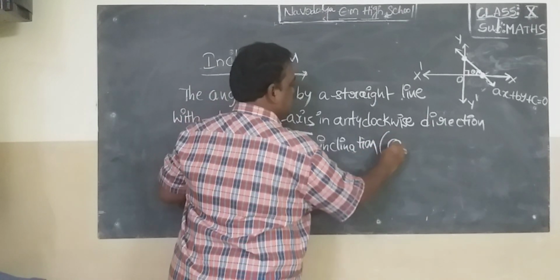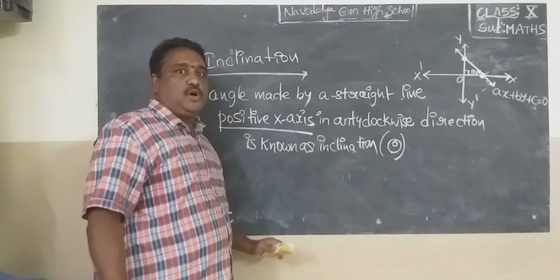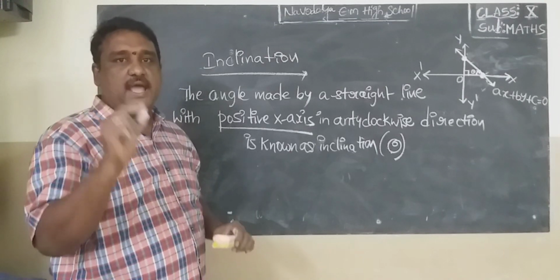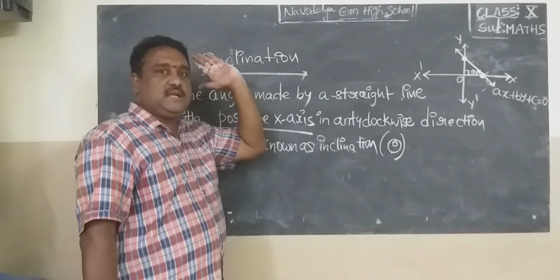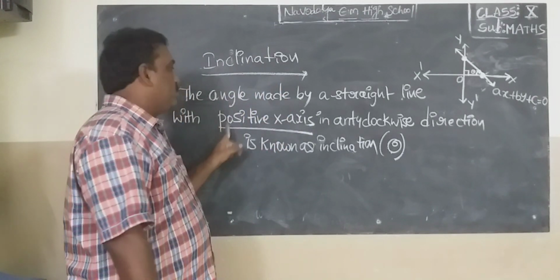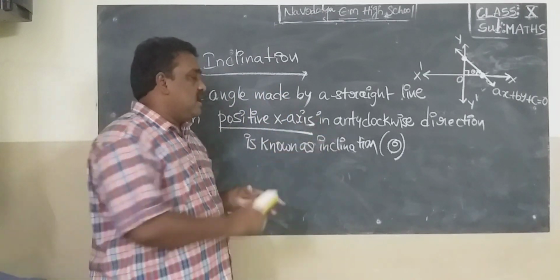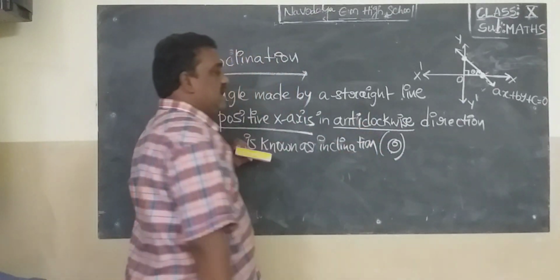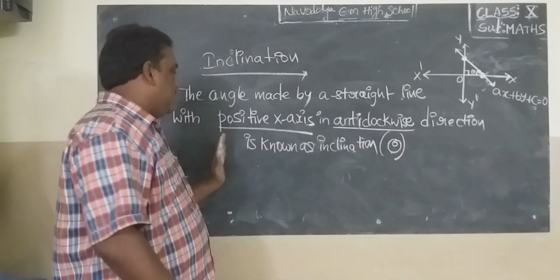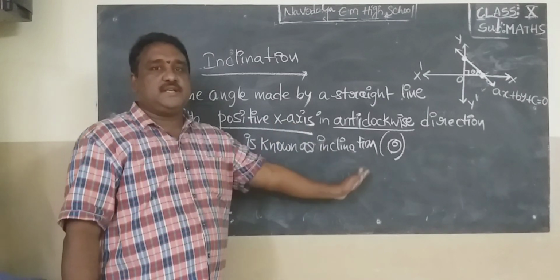And it is represented by theta. So inclination is nothing but angle. A straight line makes some angle with the positive x-axis in anti-clockwise direction. It is known as inclination, theta.